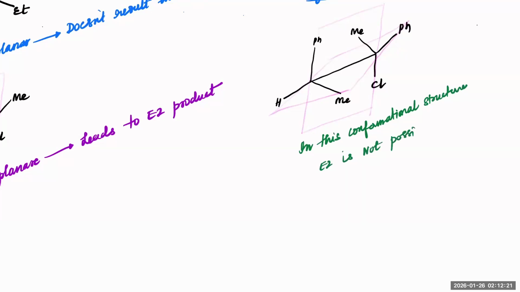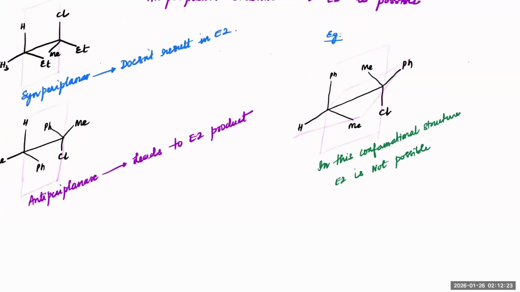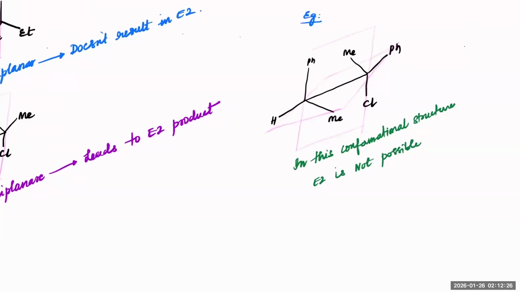Does that mean in any other conformation it is possible? Answer is yes, because when it comes to single bonds, you know that there is hardly any rotational barrier. You can rotate it very easily. Because you can rotate it easily, as soon as the molecule sees that there is a chance of elimination, it will automatically rotate itself and try to convert into an anti-periplanar structure. And once you get an anti-periplanar structure, then elimination will start happening and the E2 mechanism is favorable.